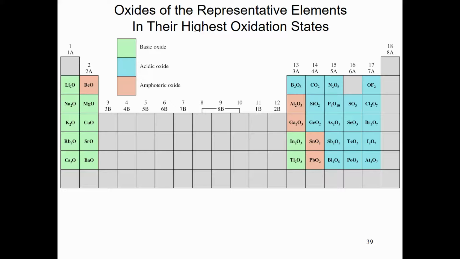Ampho, yeah, meaning they would have both. Amphoteric oxides, so they could either be an acid or a base. Essentially they would be kind of in the middle between those.